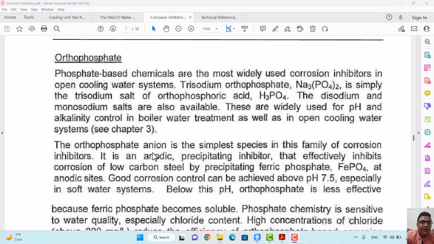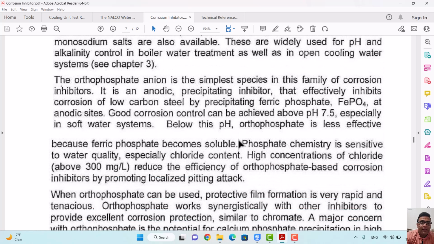So let's review again what we have learned from this passage about orthophosphates. First, they are our most widely used corrosion inhibitors. I've seen in almost every formulation of corrosion inhibitors from different manufacturers, they incorporate orthophosphates as one of the components of their formulations. So they are widely used corrosion inhibitors. Trisodium, monosodium and disodium are different types of orthophosphates, different sources of orthophosphate.